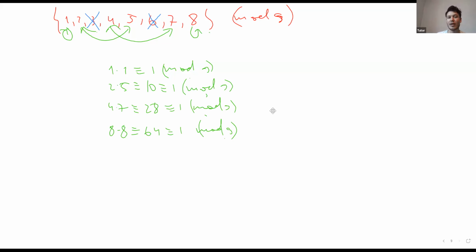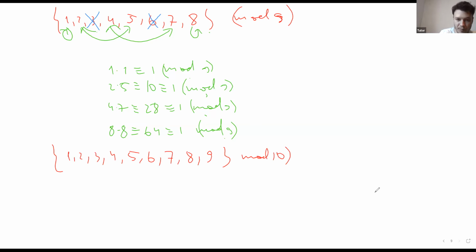So for example, let's try and pick another mod. Let's say mod 10. If I were to look at the numbers mod 10, what would I have? I have 1, 2, 3, 4, 5, 6, 7, 8, 9. These are the remainders mod 10.